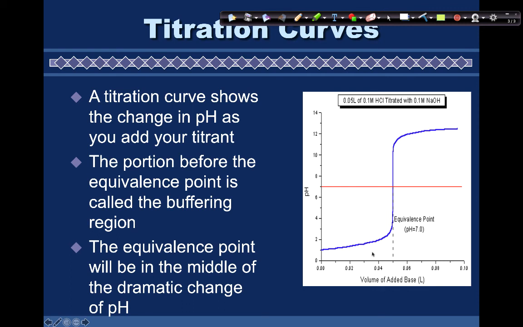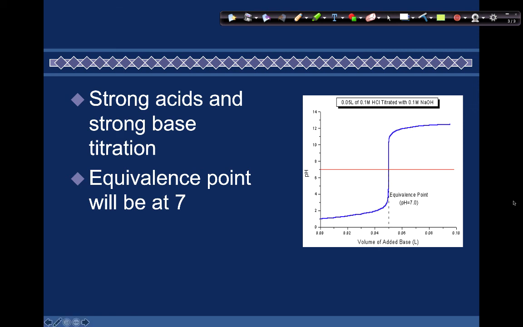The equivalence point will be in the middle of this dramatic change. So right here in the middle of this straight line going up is our equivalence point. That is when the titrate has been completely reacted out. So in this case, our equivalence point has a pH of 7. We've created something that's neutral. Now it keeps going up because I'm continuing to add my base. So of course the pH should go up again. Now, if you have a strong acid with a strong base, this is what your titration curve should look like. Your equivalence point will be at 7 because a strong with a strong will create a neutral salt.